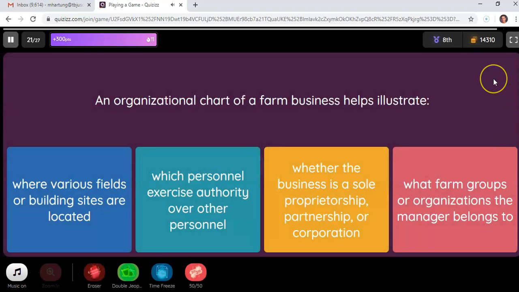An organizational chart of a farm business helps illustrate what? Where various fields or building sites are located? So an organizational chart is a chart that shows the relationship of all the managers and employees and who has authority with respect to decision making over other people. Let's see if we find something like that. Which personnel exercise authority over other personnel? That one. Who's in charge here? You should be able to go to the organizational chart, and a good organizational chart that everybody is aware of could help to eliminate miscommunication.